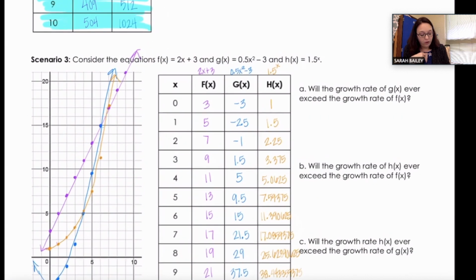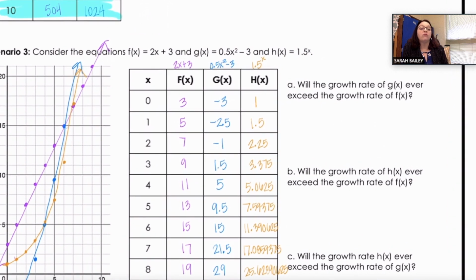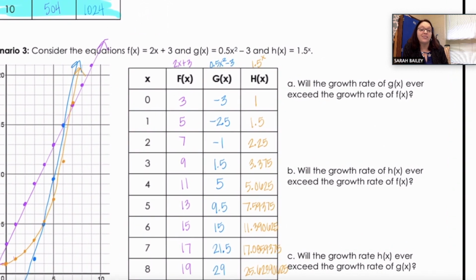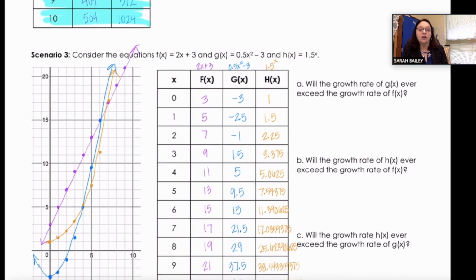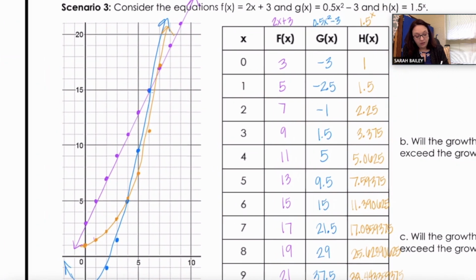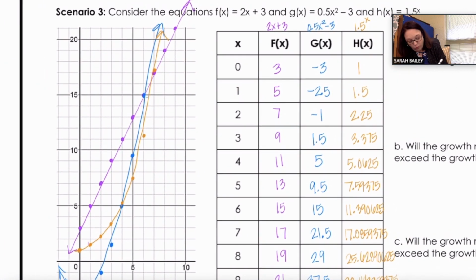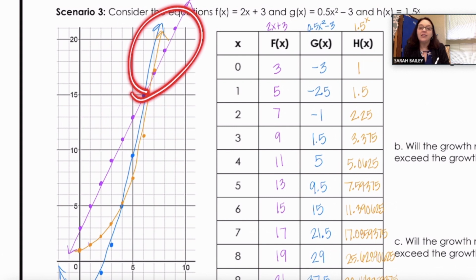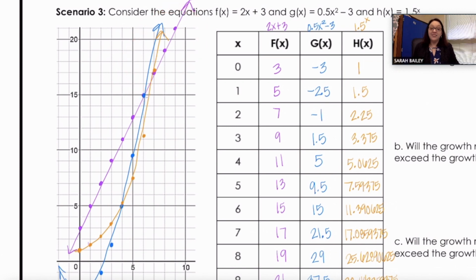So let's answer these questions. The very first one, question A, says, will the growth rate of g of x ever exceed the growth rate of f of x? In mine, that's the purple and the blue. Well, if you're looking at the graph, we can see that right here, the blue ends up getting higher than my purple. So the answer is yes.